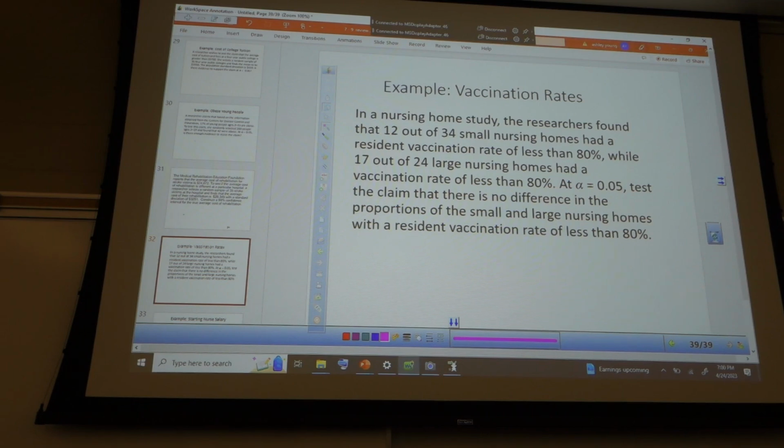Good. All right, so 15 seconds. Is this a proportion or a mean? Confidence interval or hypothesis test? One sample or two samples?